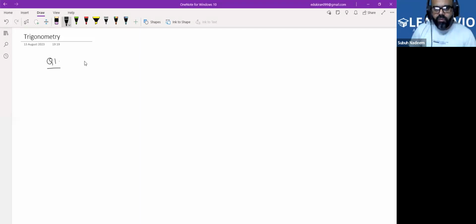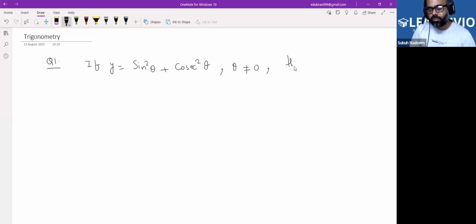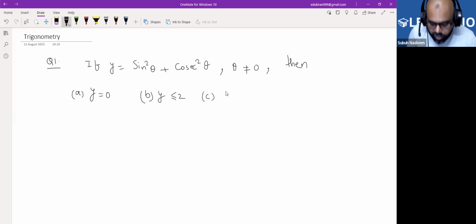It is given that if y is equal to sine square theta plus cosec square theta, where theta is not equal to 0, then the options are: A, y is equal to 0; option B is y is less than or equal to 2; option C is y is greater than or equal to -2; and option D is y is greater than or equal to 2. So just give it a try, then we will discuss.